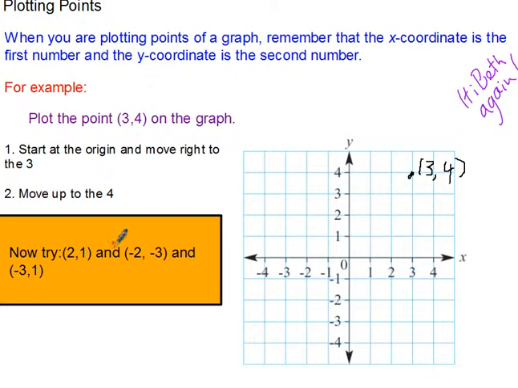Okay, so that's pretty easy. Let's do just one of these examples. Let's do -2, -3. So the x-coordinate here is -2. So we start at the origin and we go down to -2. And the y-coordinate is -3. So we go down to -3 on the y-axis.